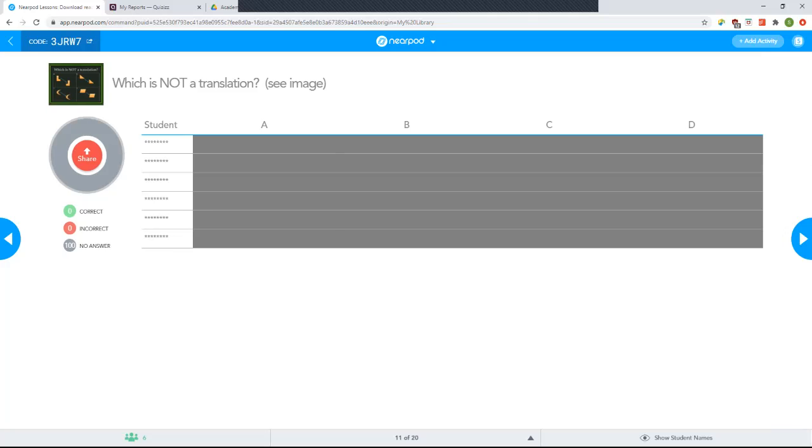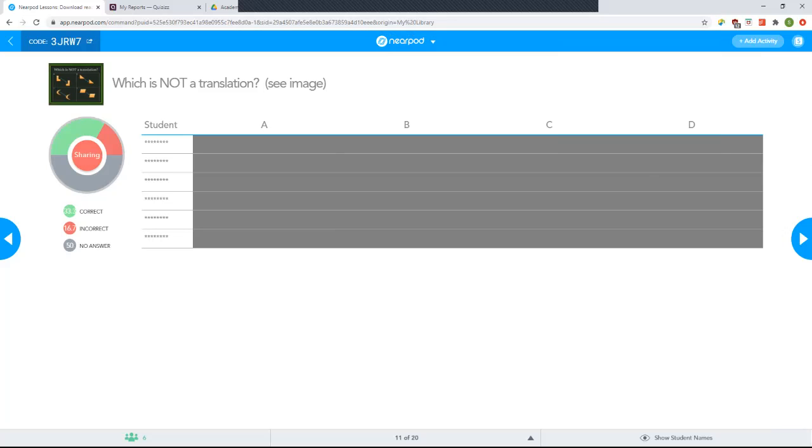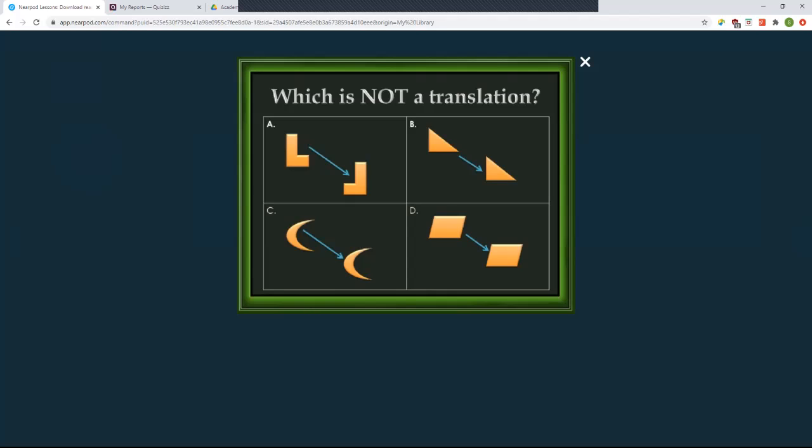Which of these is not a translation? Give you guys a minute to think about it. All right, so if we look at these four diagrams here, the answer is A. The reason A is not a translation is because the only way to get this L-type shape to face this way is by turning it or flipping it. But with a translation, we literally keep the shape on the table.